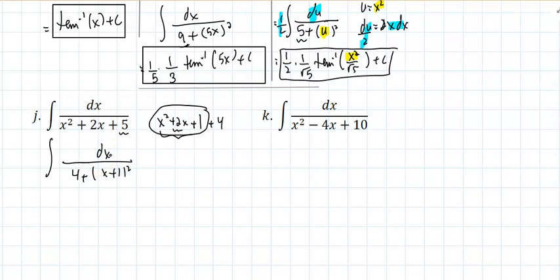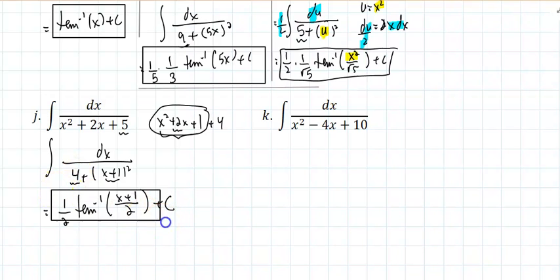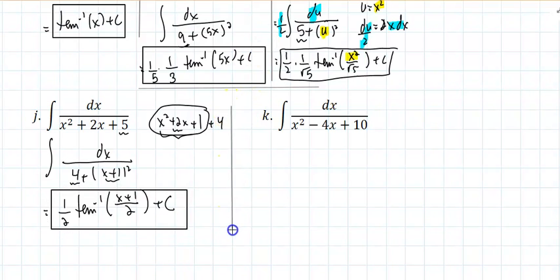No need to make a u sub. This is really 1 over, what do you square to get a 4? A 2. The arctangent of whatever this is divided by 2 plus c. So you might have to complete the square on certain problems. This does come up. Everything we're doing, eventually you'll come across.